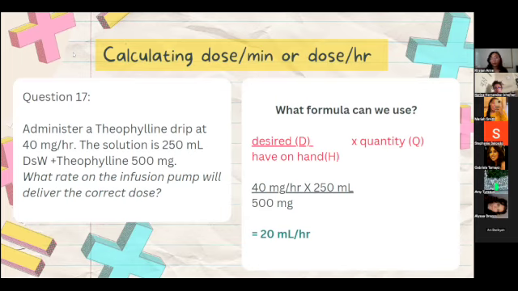So we had our desired, which was 40 milligrams, times the dose that we have in our hand, 250 ml, divided by 500 milligrams, times our quantity. And then you would get 20 milliliters per hour.